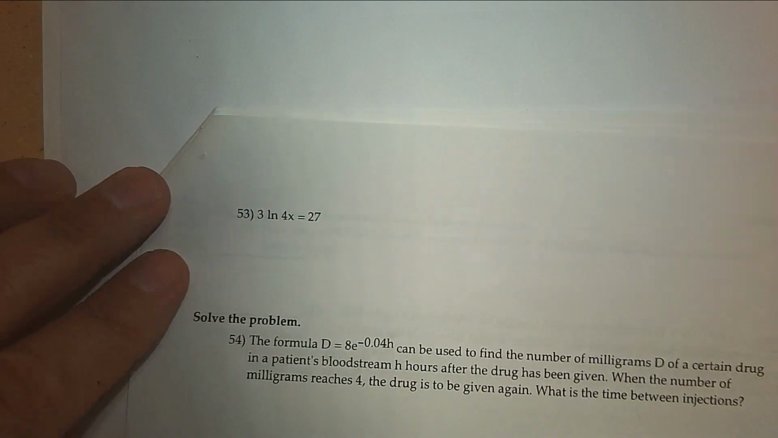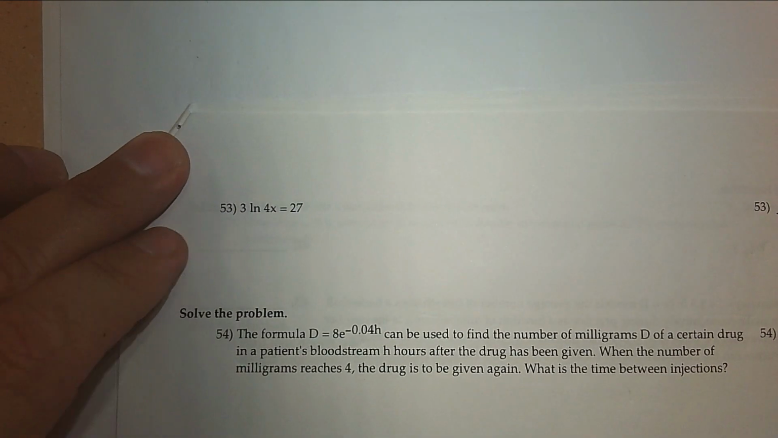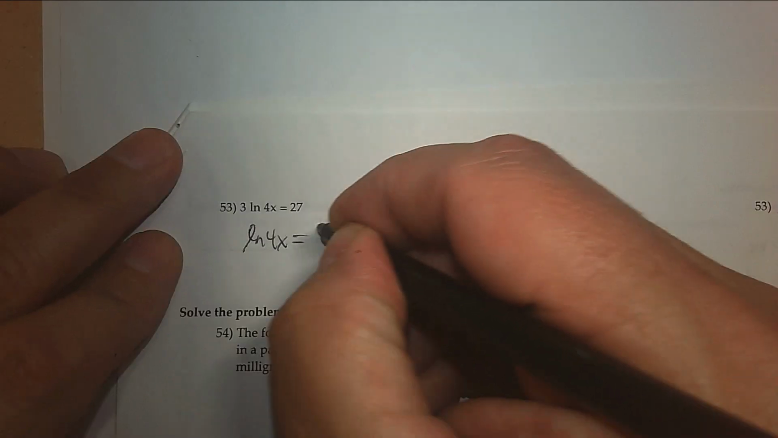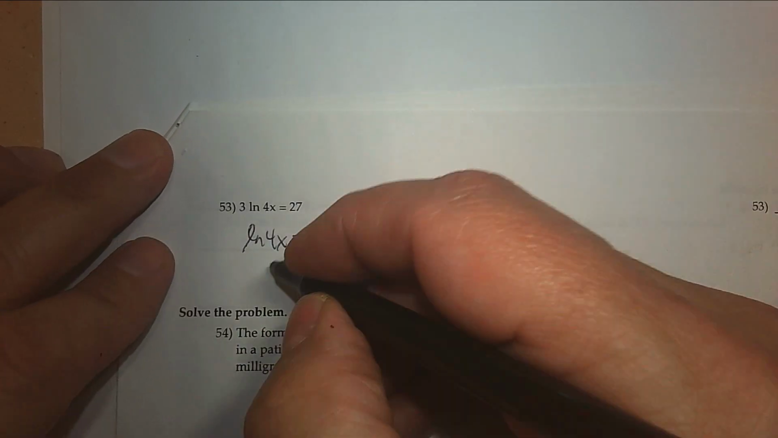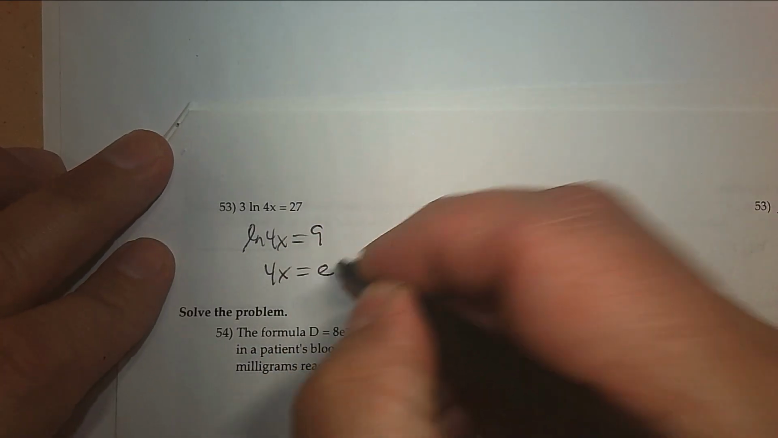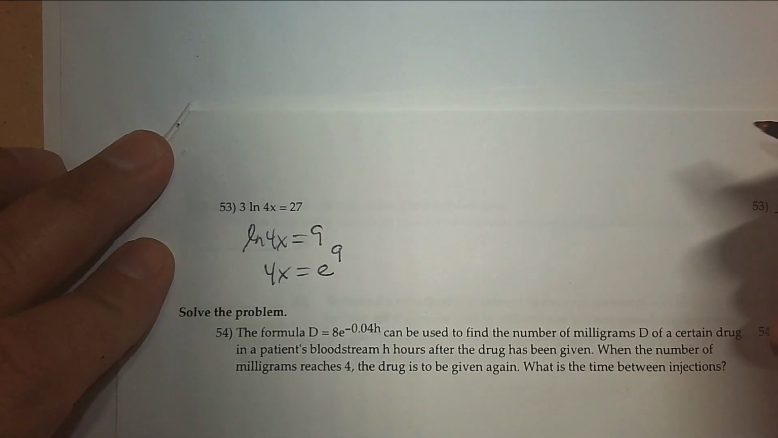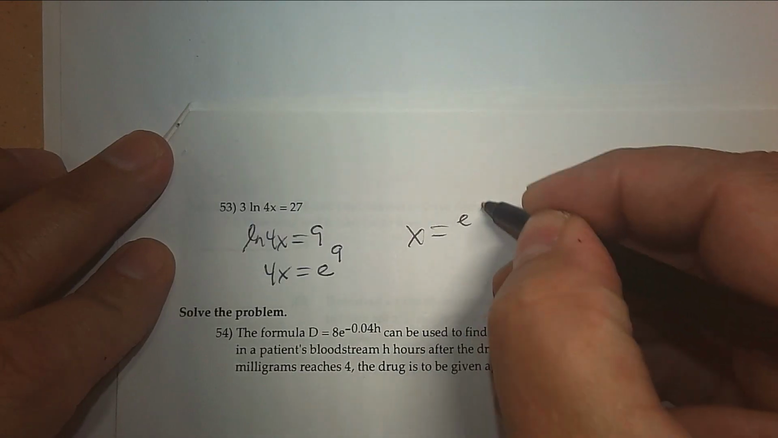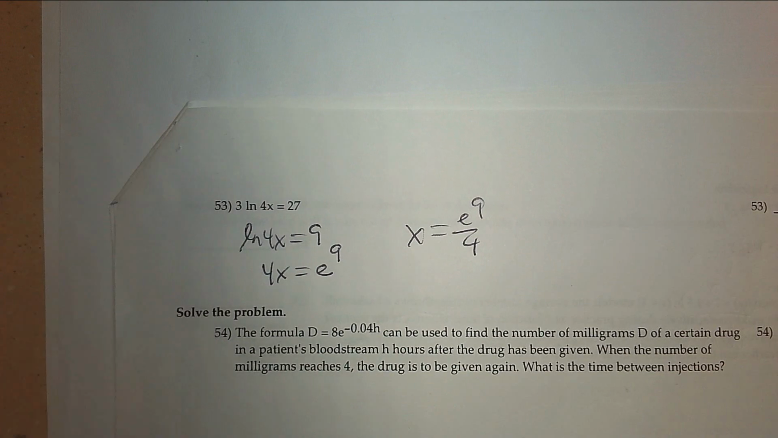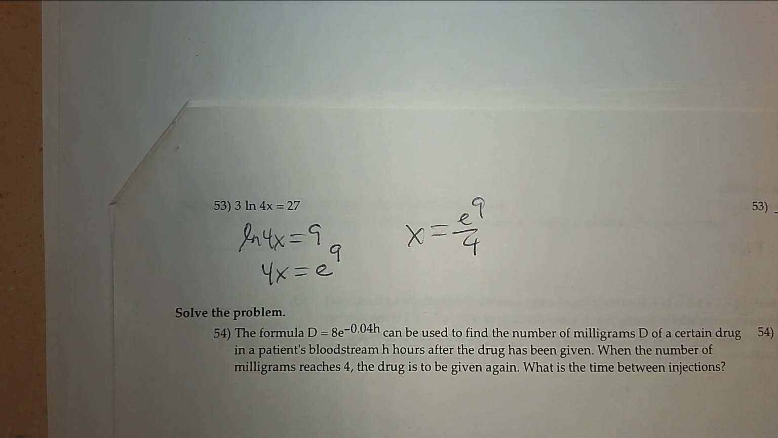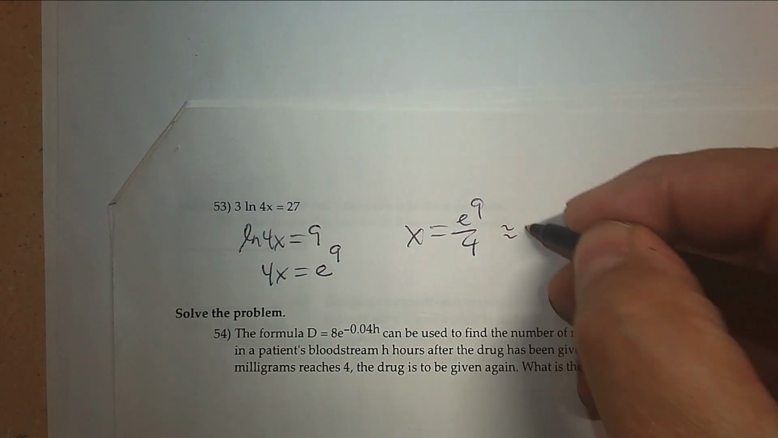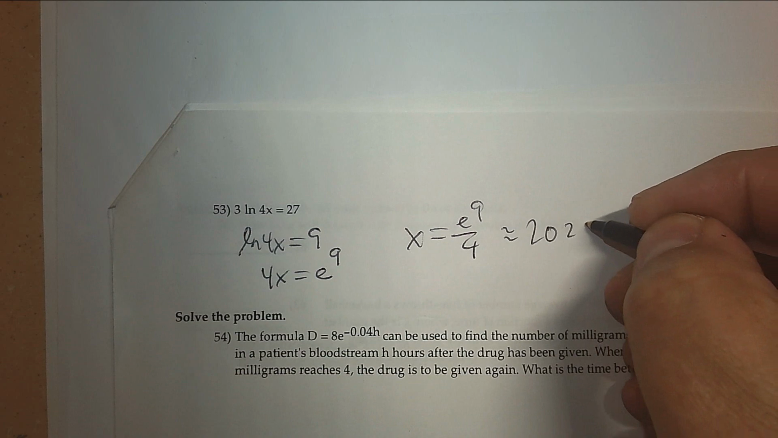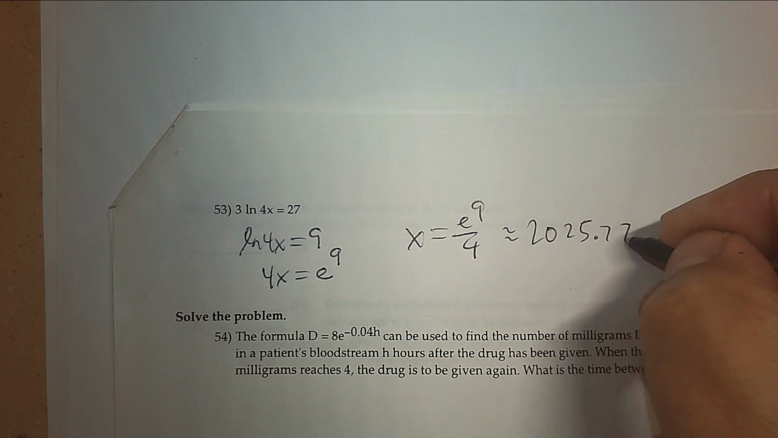One more. This one requires a calculator. To get x by itself, first step is to divide by 3. Then I write it as a logarithm. Now, the base is e and the exponent is 9. And then the last step is to divide by 4. So e to the 9 divided by 4. So that answer is approximately 2025.771.